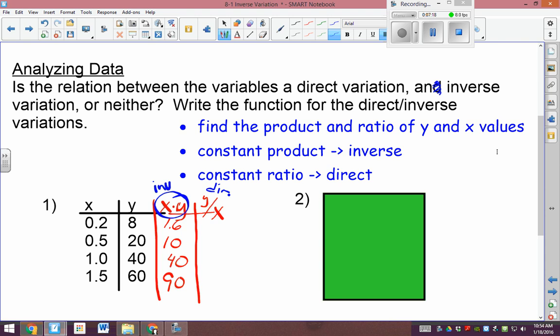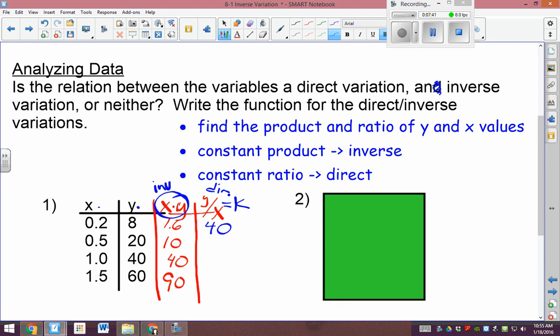So we'll see if it's direct now. We're going to go through and divide the y's by the x's. I do want to tell you that you could divide x by y, but that's kind of a bad habit, because anytime we want to find k values, it's y divided by x. So just get in the habit of doing y divided by x, just like slope is rise over run, y over x. All right, so 8 divided by 0.2 would give us 40.